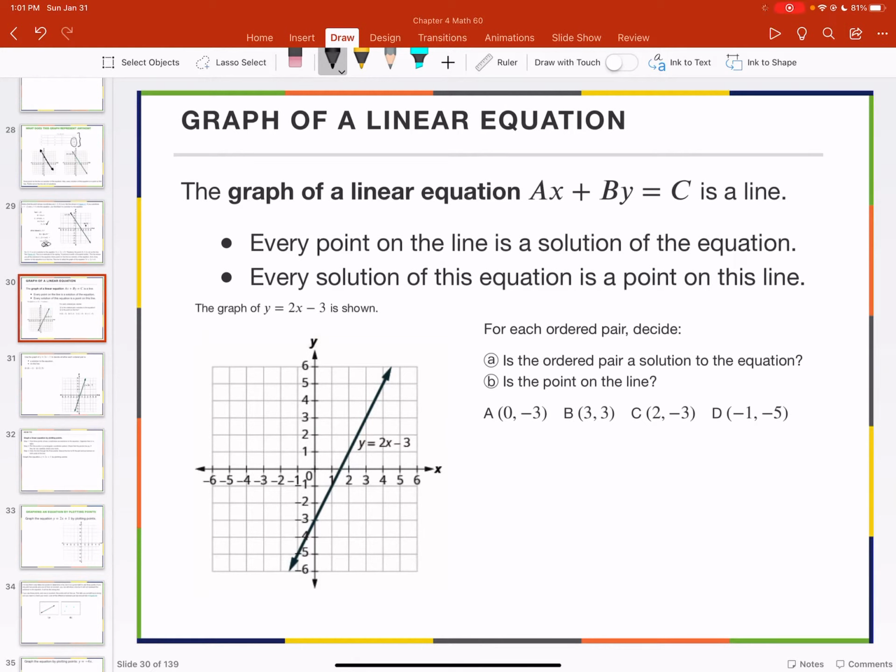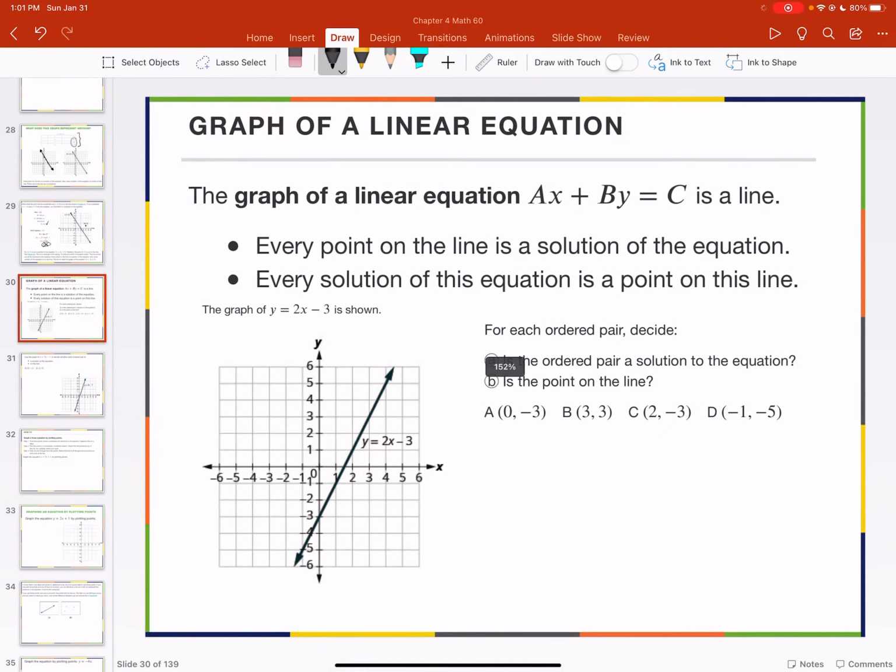So, okay, let's say here I have the graph y equals 2x minus 3. For all these ordered pairs, we need to decide if it's a solution to the equation and is a point on the line. So for A, 0, negative 3, remember this is x, this is y, so plugging it into this equation, we get negative 3 equals 2 times 0 minus 3. So yes, that works. 0, negative 3 right here. And then you can also check graphically without even plugging it in. So 3, 3, yes, that's a solution. And it's a solution to the equation, and it's a point on the line. So it's yes and yes.